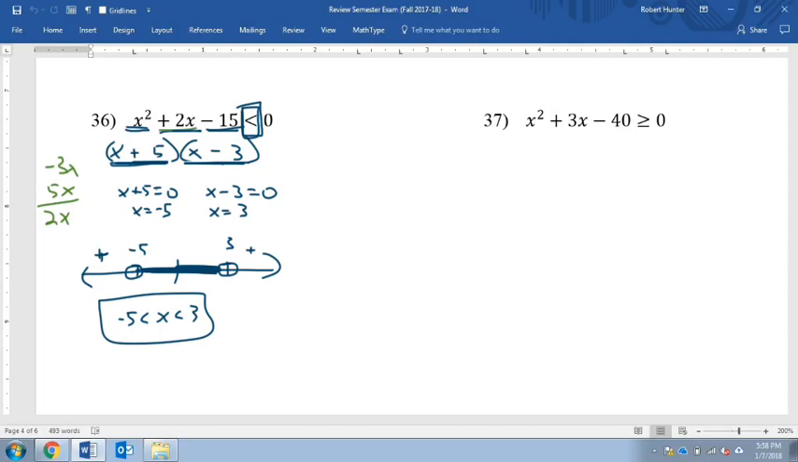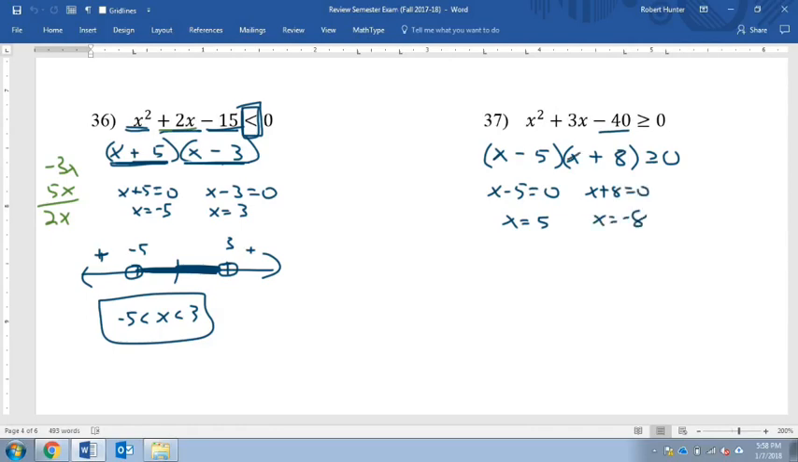37, same idea. I'm going to start by factoring this thing. Yeah, I can factor this. So two things on the left, x and x. Two things on the right, multiply to 40. That would be 5 and 8 in this case, a positive 8 and negative 5. We want greater than or equal to 0. Okay? So, x minus 5 equals 0, so x equals 5. X plus 8 equals 0, so x equals negative 8. I got negative 8, I got positive 5.